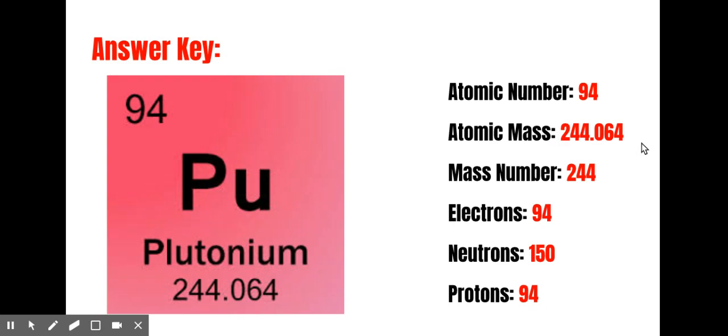The mass number is 244. You do not need a label for that because that's just a number, not a measurement like atomic mass was. Electrons are 94 because we need to have the same number of those as protons, which is also 94, which is your atomic number, and neutrons is 150. And I got that by 244, which is your mass number, subtracting 94 would give you your 150.